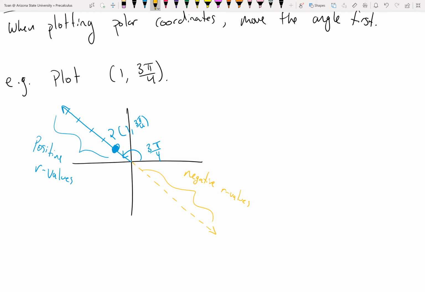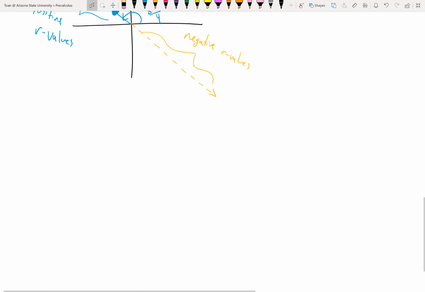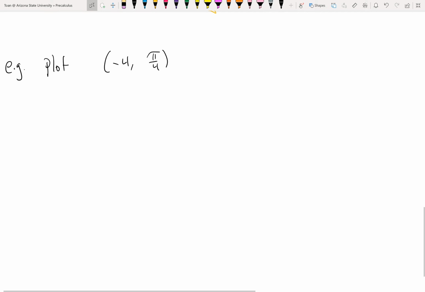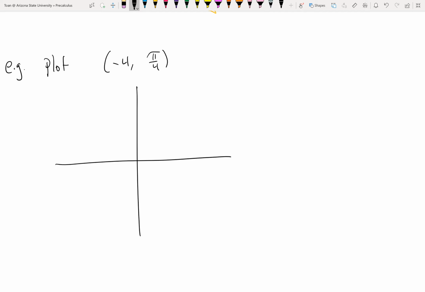So if I asked you to graph a negative anything, a negative angle, a negative r, so for example, if I asked you to plot, I don't know, -4, pi/4. Again, when you're plotting polar, I like to do it backwards. I like to do the angle first. So the first thing I'm going to do is plot the angle pi/4, which is right here. I didn't break out a protractor, I just eyeballed it, but as long as I label, I'm fine. But since I recognize that my r is negative, I'm not going to go this direction. Oh no. I'm actually going to go in this direction, the exact opposite direction.